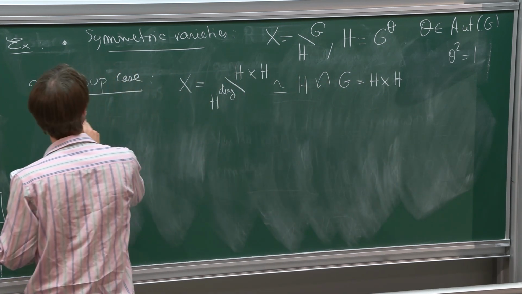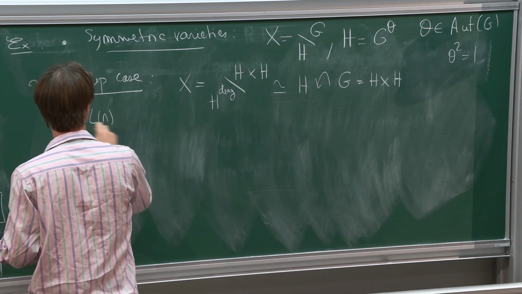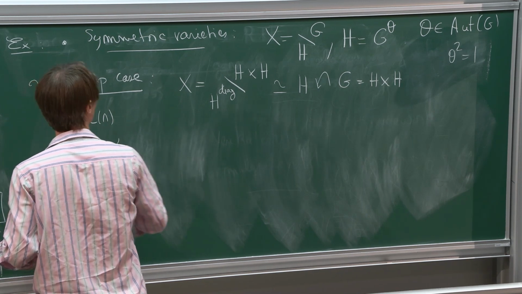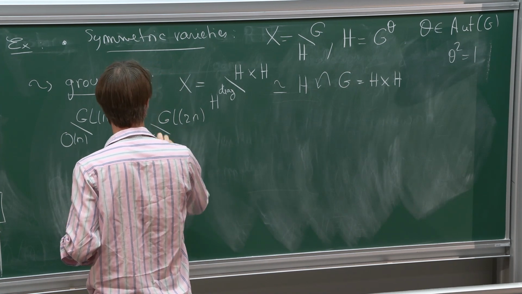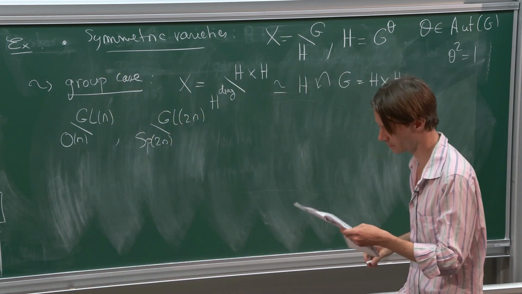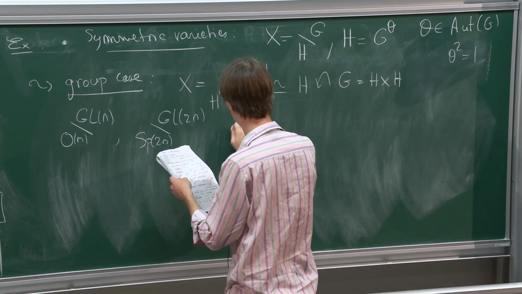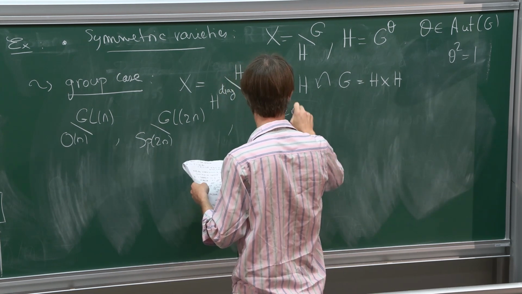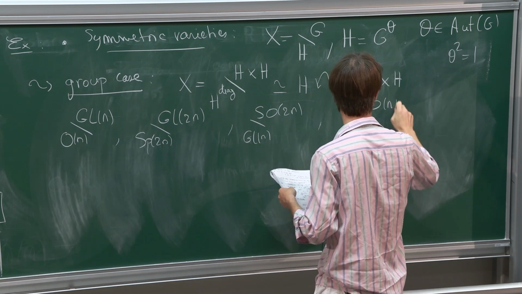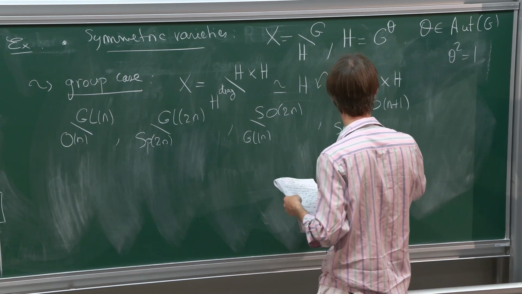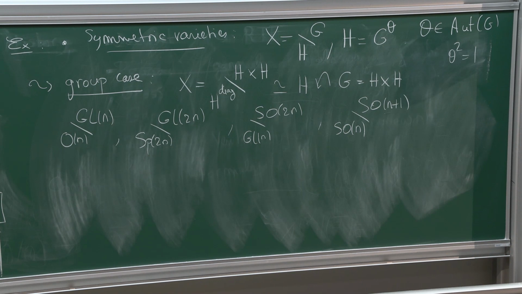So let me give other examples of symmetric varieties. I mean, you can take GL_n mod O_n, or GL_2n mod Sp_2n, obviously symmetric varieties, or SO_2n mod GL_n, or a much smaller example: you take a special orthogonal group in n+1 variables modulo a special orthogonal group in n variables. So this is just a sphere, right?